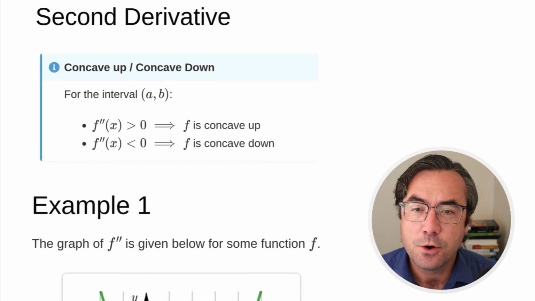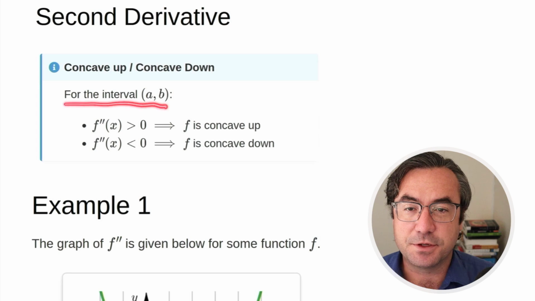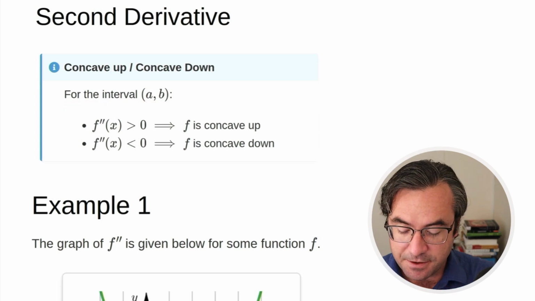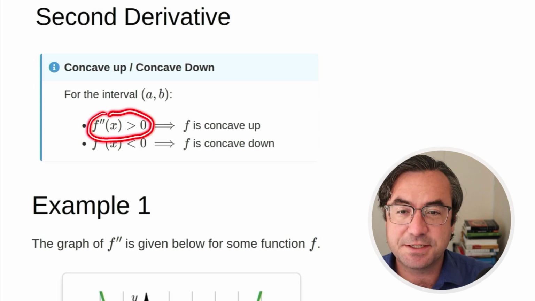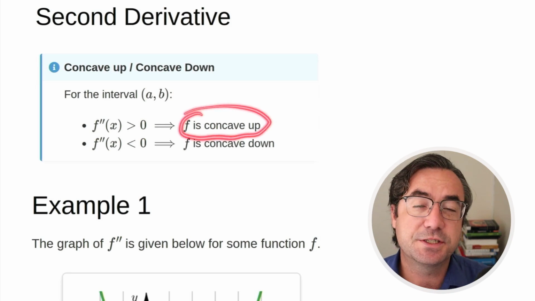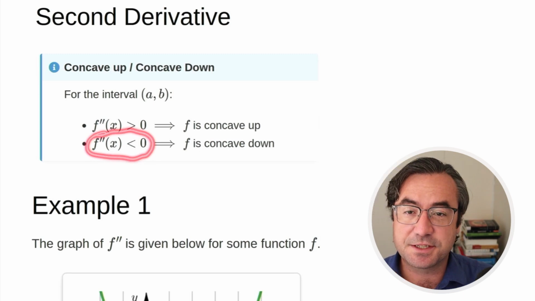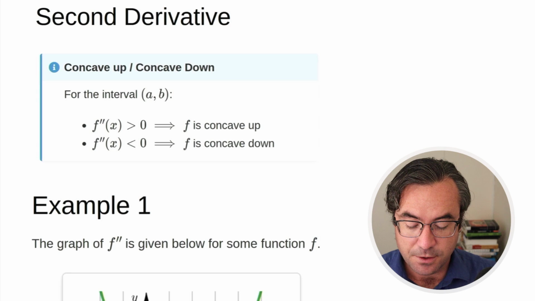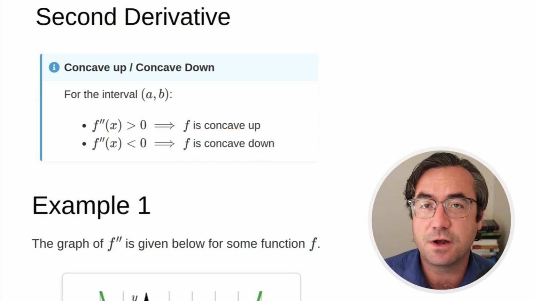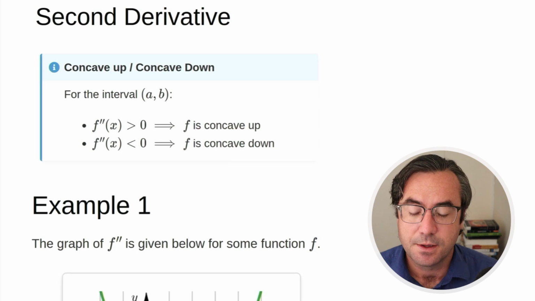All right, so we've looked at this before, but if we're looking at an interval, a section of the x-axis, from a to b, if we knew our second derivative is positive on that interval, so it's greater than 0, then we know the original function is concave up there. And if the second derivative is less than 0, so it's negative, well, then we know the original function f is concave down. So this is what we've done with the intervals of concavity. So this is nothing new.